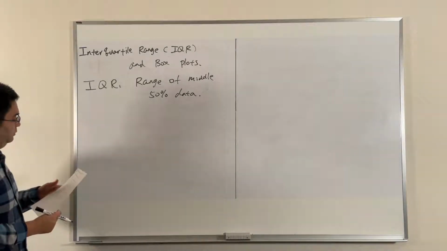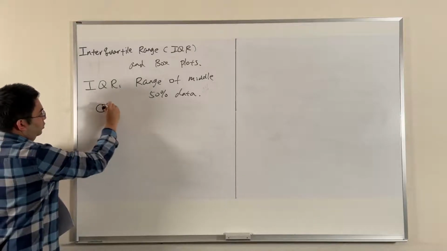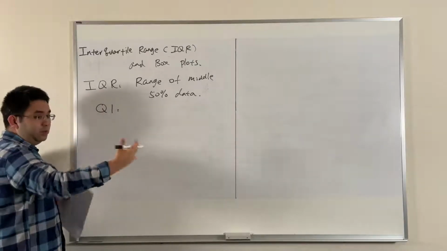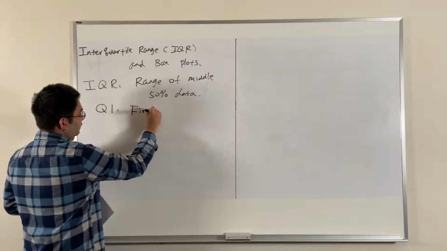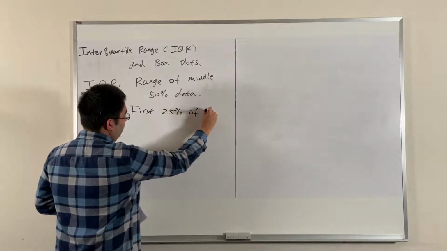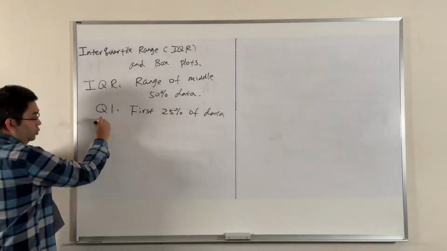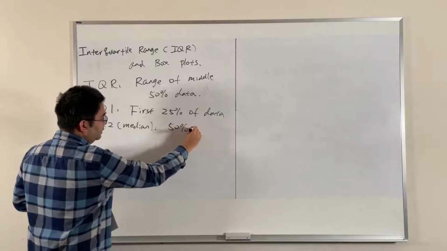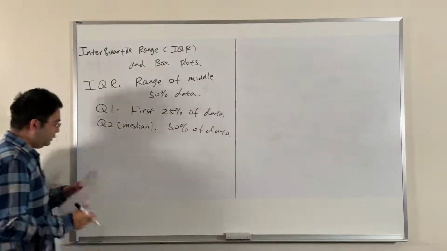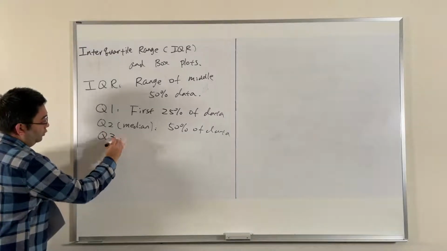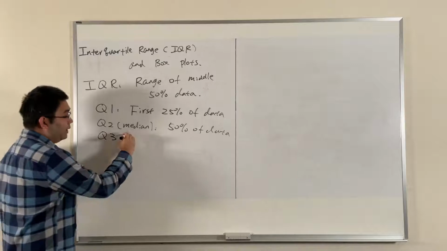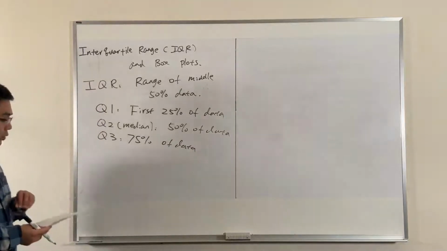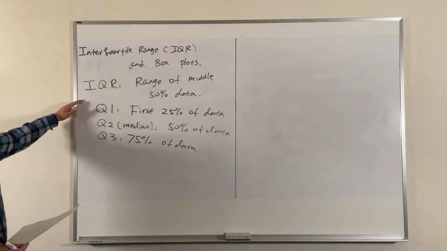Okay, cool. Before we talk about how we find this range, I want to first give you some terms that we need to use. First, Q1 or the first quartile, represents the first 25% of your data. Q2 is just your median, the first 50% of your data. And then Q3, or the third quartile, is the first 75% of your data, right?